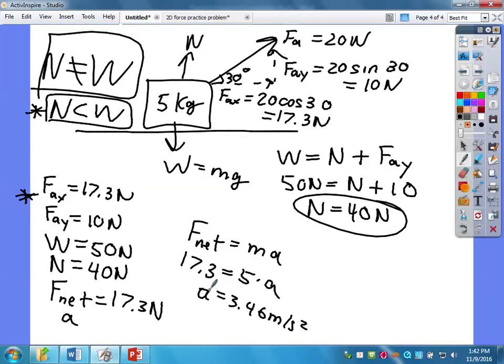3.46. Okay. All right, so that's it. The big thing you see here is we got to resolve the vector, change it into x and y components, and the other part, recognize the normal is no longer the same as the weight. So let's do one more problem.